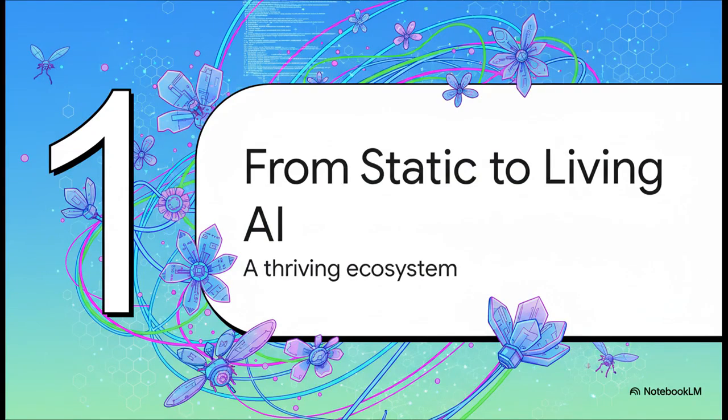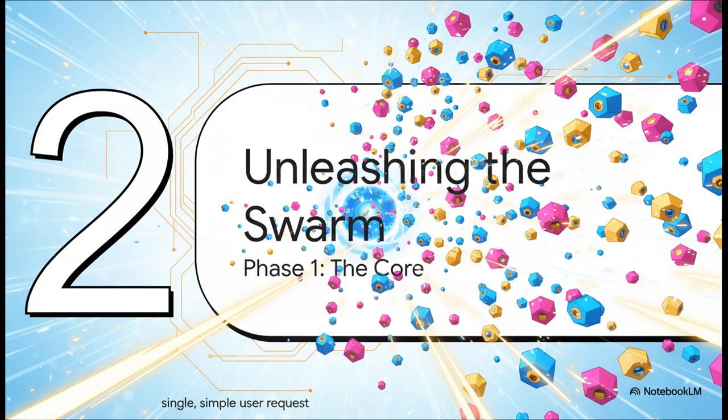So, the big question is, how do you even make that leap? How do you get from a static program to a living, thriving digital ecosystem? Well, it turns out it's less about writing perfect code line by line and way more about creating the right environment, an environment where digital life can emerge, compete, and improve all on its own. And it all kicks off with phase one, unleashing the swarm.